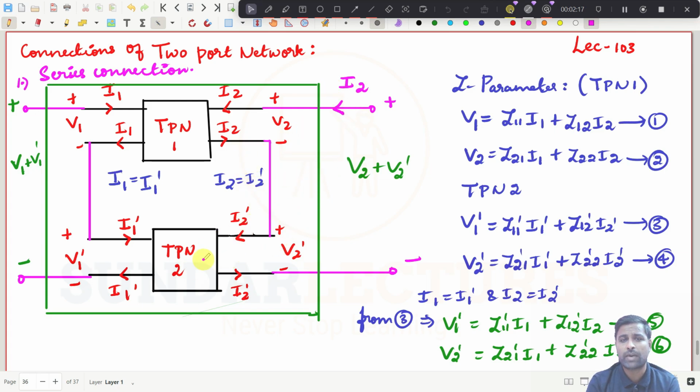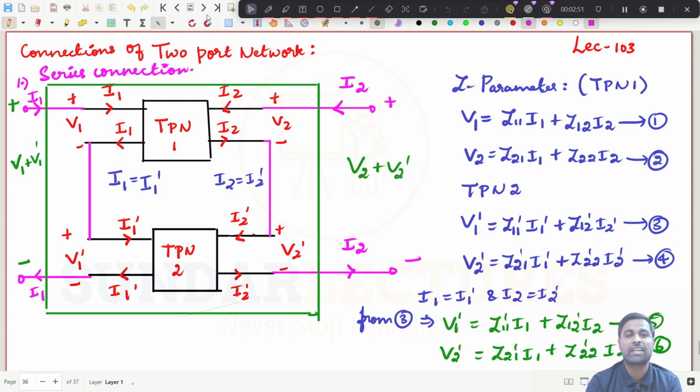Because I2 is equal to I2 dash, then obviously this current will be I2. Still try to understand. And what is this current? This will be I1. Then I1 is coming here, then I1 is equal to I1 dash. Then what will be the current coming here? This one will be I1. So the current I1 is entering here and I2 is entering here, and the voltage will be V1 plus V1 dash, and the second port voltage will be V2 plus V2 dash.